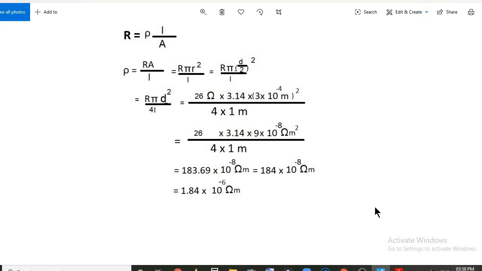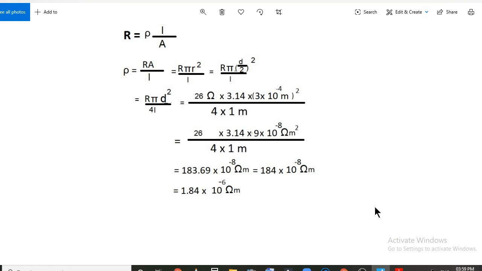Now meter square, meter square. So upper side there are two units, ohm and meter square, ohm meter square. Lower side meter only. Upper side ohm meter square, lower side meter, that will cut, and we will get ohm meter. Ohm meter is the unit of resistivity. Now when we multiply, we will get 183.6 into 10 raised to minus 8 ohm meter. If we round it, we will get 184 into 10 raised to minus 8 ohm meter.